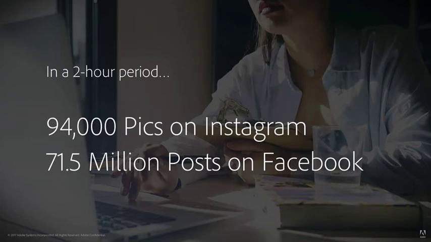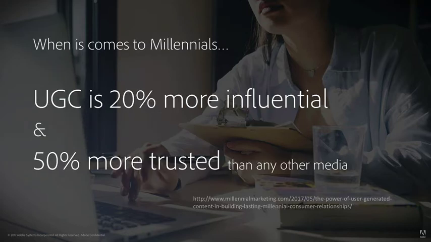So in a 2-hour period, 94,000 pics are posted on Instagram and 71.5 million posts on Facebook. That's a lot of user-generated content. And when it comes to millennials, user-generated content is 20% more influential and 50% more trusted than any other type of media. And I see that with my own daughter. So if they're going through a shopping experience and they're looking at perhaps a dress or pair of pants they'd like to purchase, or some kind of digital tool that they'd like to purchase, one of the first things that they do is scroll to the bottom and start reading reviews and looking at pictures that your peers have created.